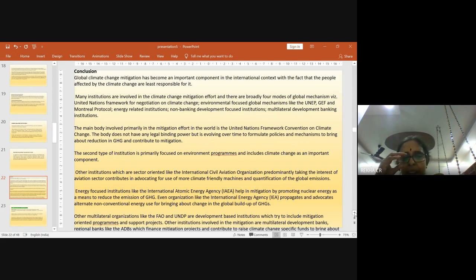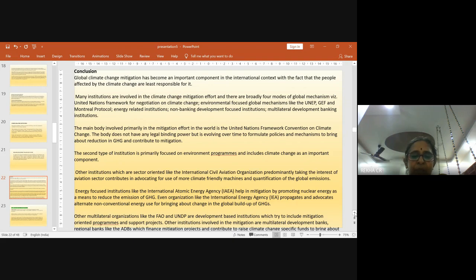So the main body involved primarily in the mitigation effort in the world is the United Nations Framework Convention on Climate Change. So this body does not have any legal binding power, but it is evolving over time to formulate policies and mechanisms to bring about reduction in greenhouse gas and contribute to mitigation. So the second type of institution primarily focuses on the environment programs and includes climate change as one of the components.